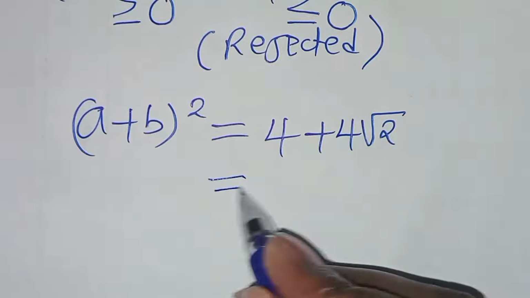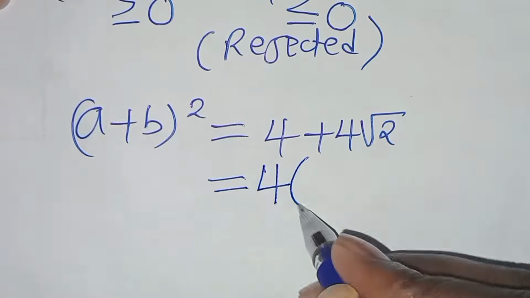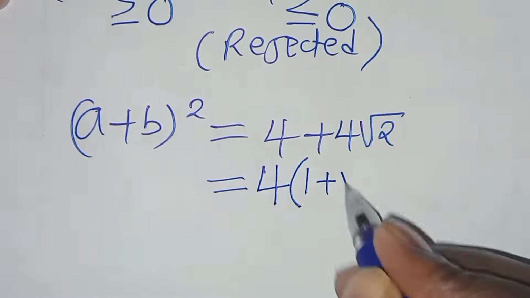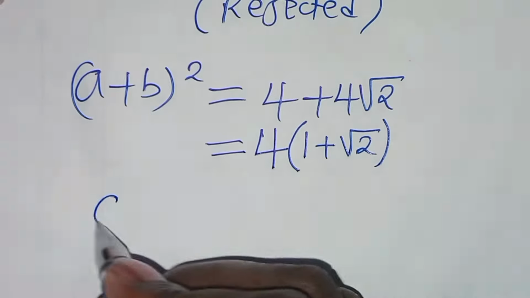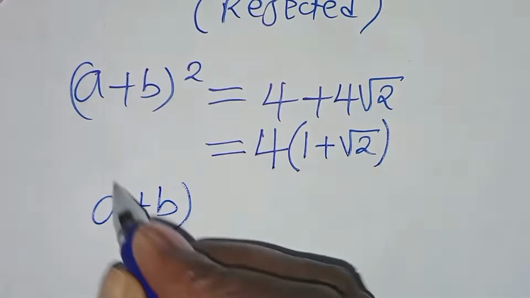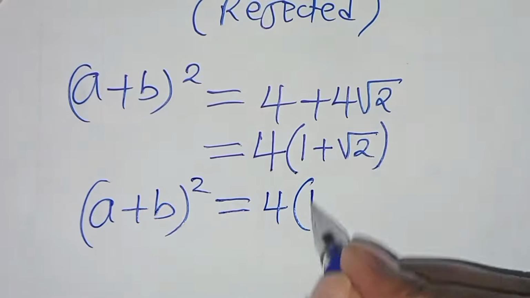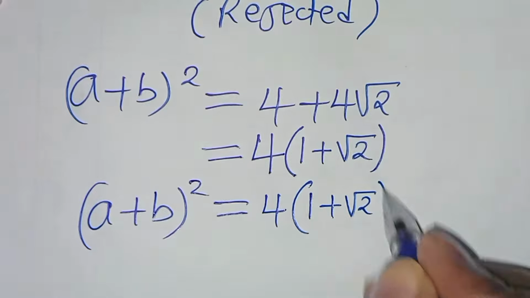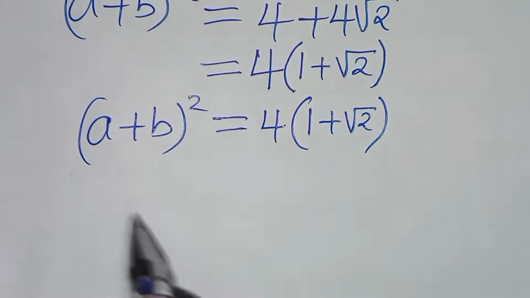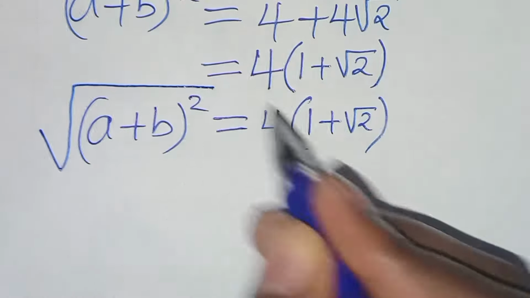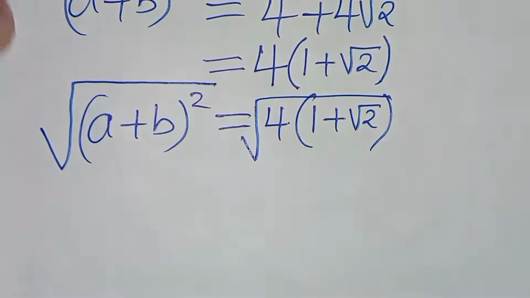So 4 is common here. We can factor out 4. So this is the same thing as 4 times the parentheses 1 plus square root of 2. Now this is (a + b)², and this is equal to 4 times the parentheses 1 plus square root of 2. Now, to solve for a + b, let's introduce the square roots on both sides.